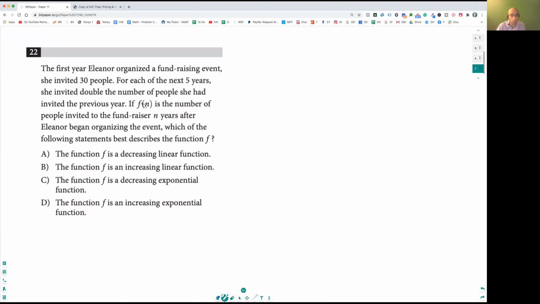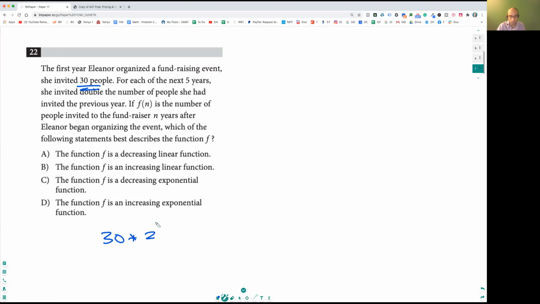Okay, excellent. So all this is saying is she invited 30 members. Every year it multiplied, so 30 times 2. Then the next year again it multiplied, again and again. So every 5 years, yes, you double it. So the answer is like this.